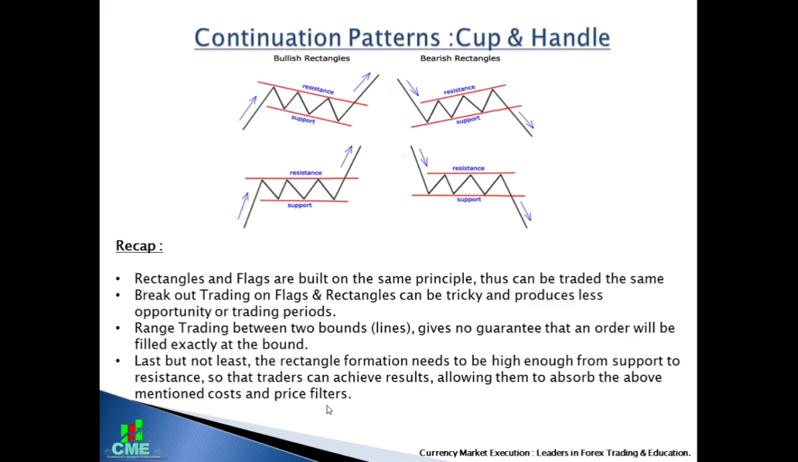So last but not least, the rectangle formation needs to be high enough from support to resistance so that traders can achieve results, allowing them to absorb the above mentioned cost and price filters. What do I mean? Ranges and rectangles appear on all time frames, but you don't want to trade something which has, for example, 300 points maximum range, or 200 points maximum range. It is a bit risky for you when you are looking at risk reward ratio and your stop loss, how you will place it depending also on what pair it is.